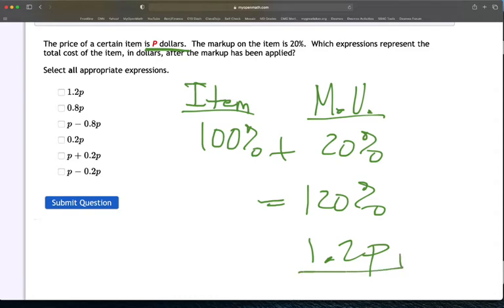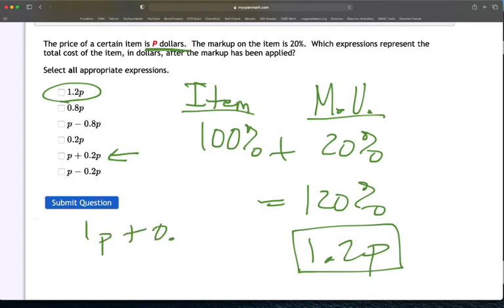So we're looking for all expressions that are equivalent to that. Clearly 1.2p is. And then if we look at this one right here, we have p, which is 1p, plus 0.2p. That is 1.2p. So this one would be as well.